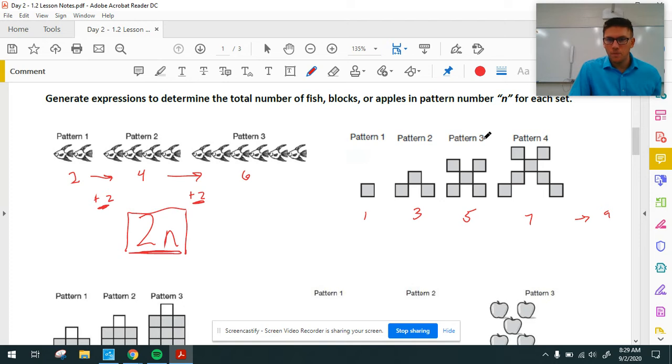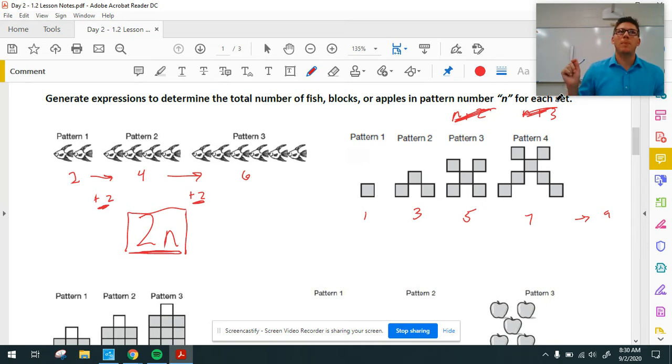Pattern 3 has to get to a 5. Well, 3 to 5 you could add 2. Yes, but for pattern 4, I need 7 total. I'd have to add 3. Okay, so that means it's not the same rule, and I can't just say n plus 2 or n plus 3 on this one. It doesn't work that way.